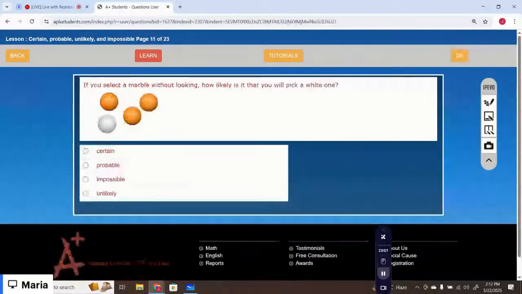If you select a marble without looking, how likely is it that you will pick a red one?